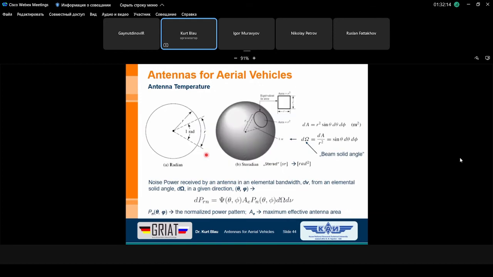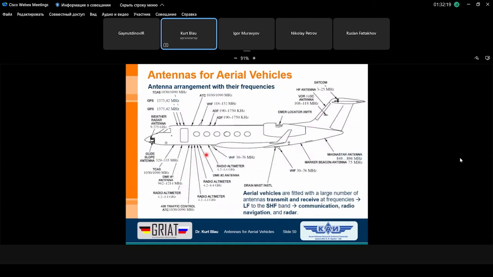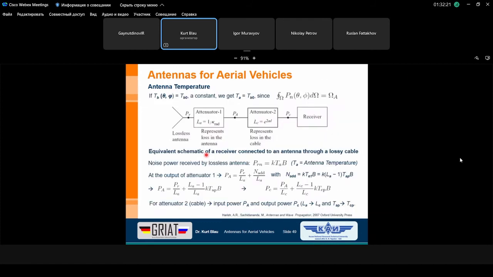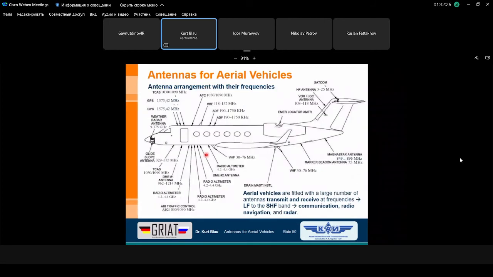Yeah, this is discussed here in this part of the lesson, but now let's come to this part. At the beginning of the lesson, I already mentioned what the need, the necessity, of antennas is in the case of aerial vehicles.